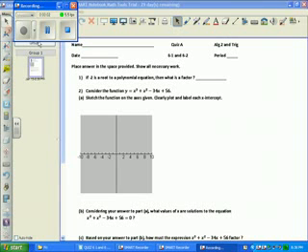These are the solutions to Quiz A on 6.1 and 6.2.